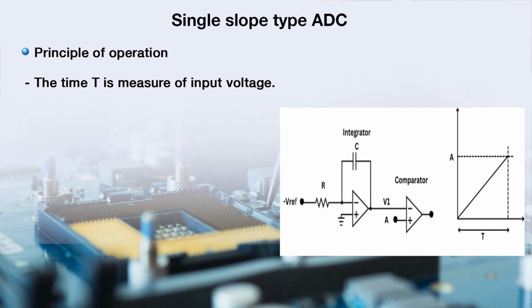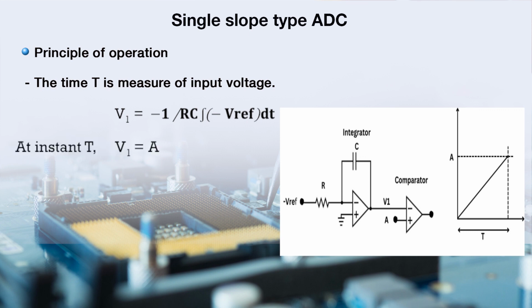Let us understand this with the help of a mathematical expression. So, look at the mathematical expression. Output of integrator, that is V1, is given by minus 1 by RC integration of minus Vref. Here the minus sign at the start is because we have given input to the negative terminal, and since Vref is also negative, slope of V1 will become positive.